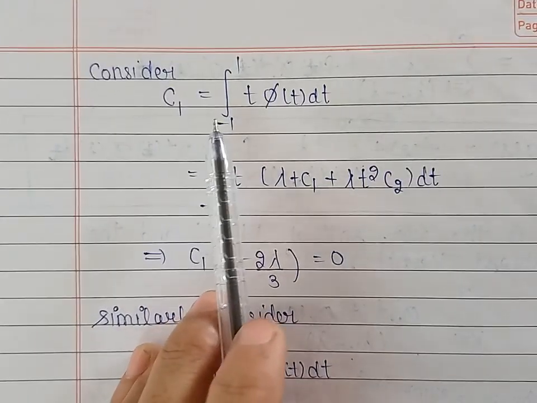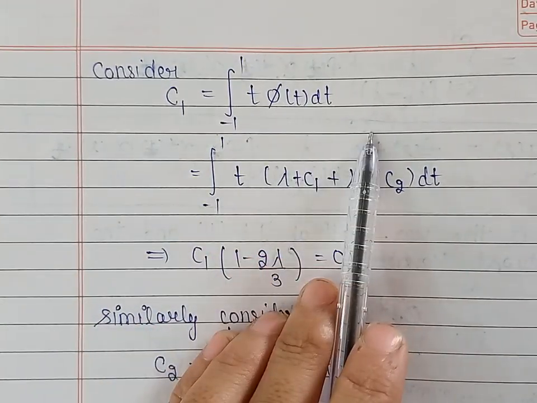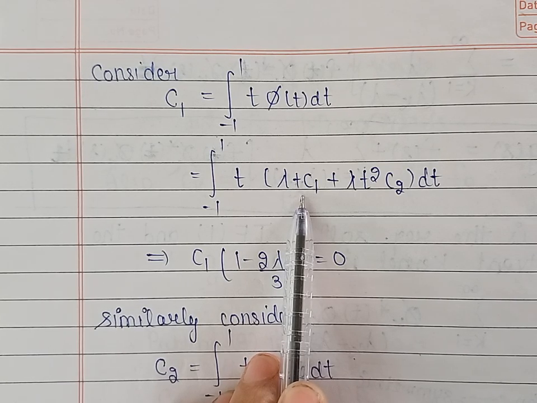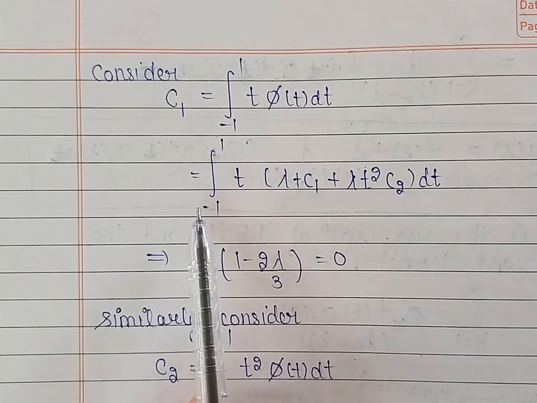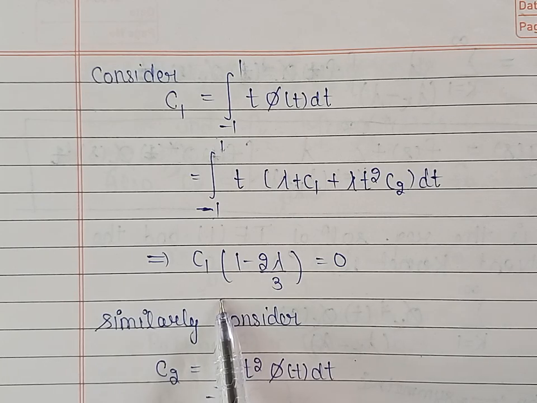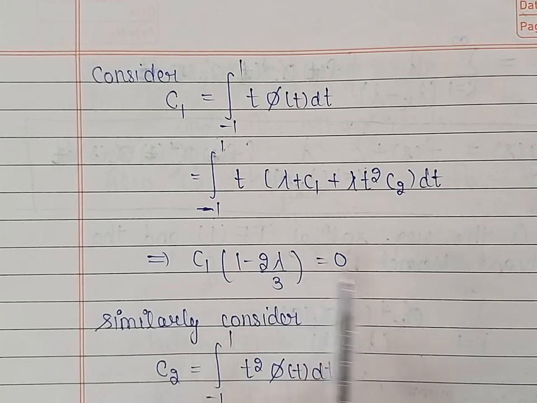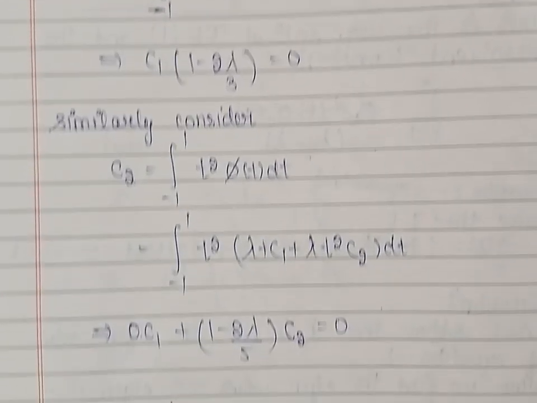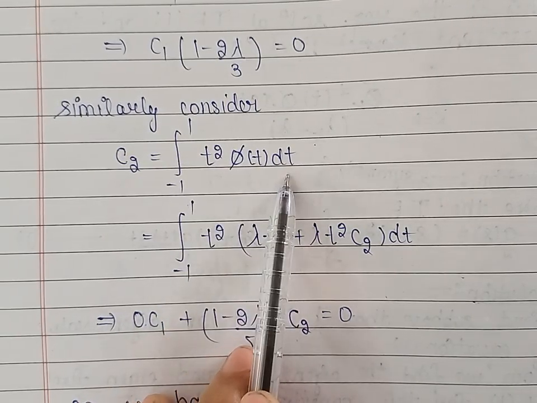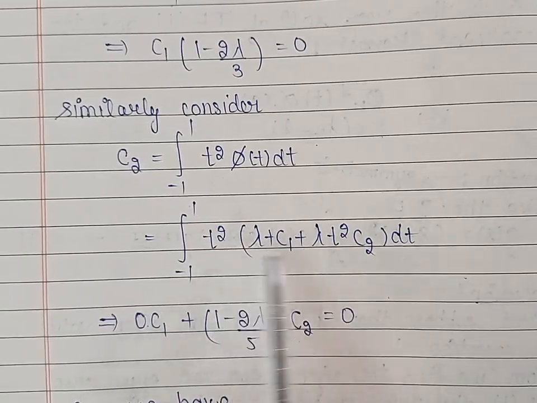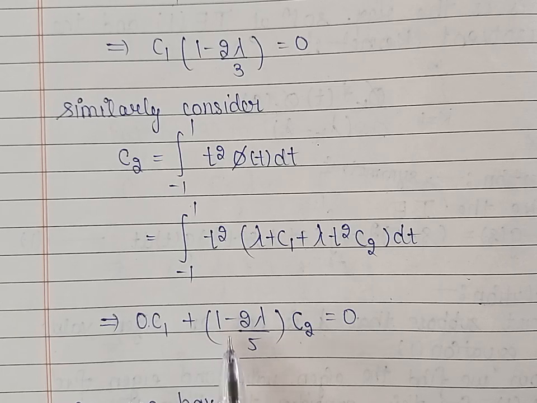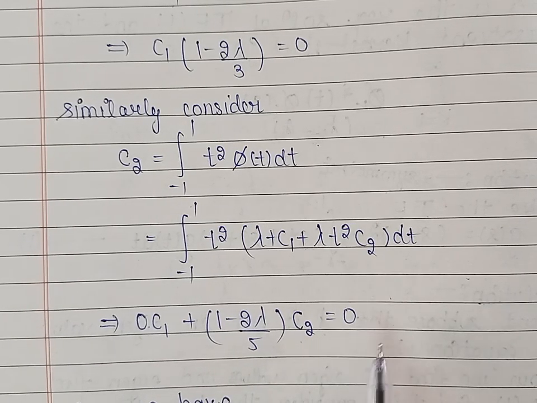Now c1 we have taken the integral minus 1 to 1 t phi t dt. Substituting the value of phi t from the value of phi s by replacing s by t there, and integrating between the limits minus 1 to plus 1 and simplifying, we get the equation c1 into 1 minus 2 by 3 lambda is equal to 0. Similarly, you can find the value of c2 because c2 is given by the integral minus 1 to 1 t square phi t dt. Substituting the value of phi t, multiplying these two terms and integrating between the limits minus 1 to 1, we get 1 minus 2 by 5 lambda into c2 is equal to 0.